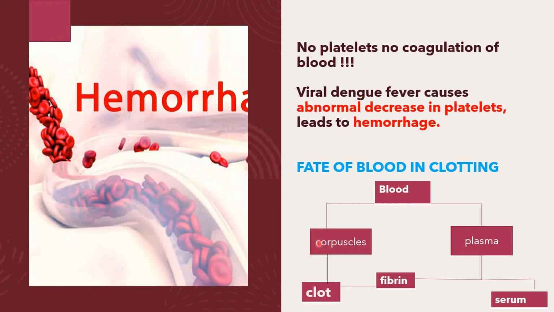Fibrin is an insoluble protein present in plasma. Fibrin combined with corpuscles forms a clot. The remaining part of plasma, that means without fibrin, is called serum. Do you understand? Right?